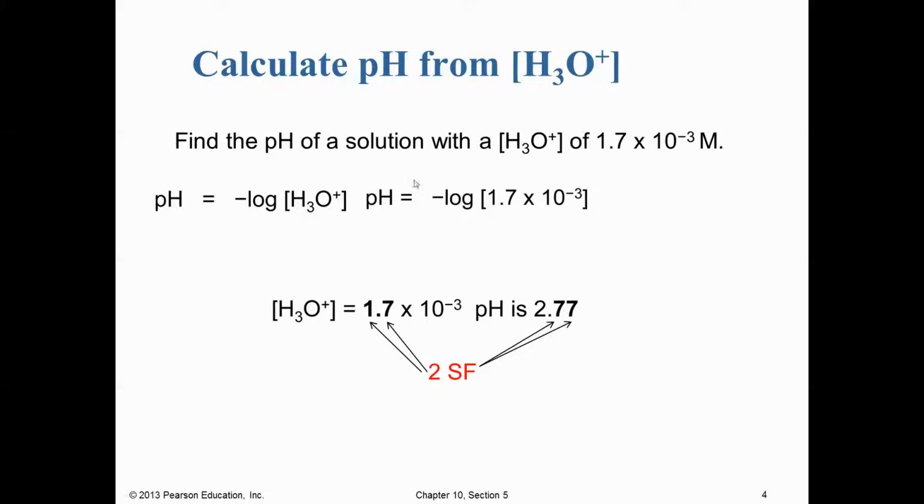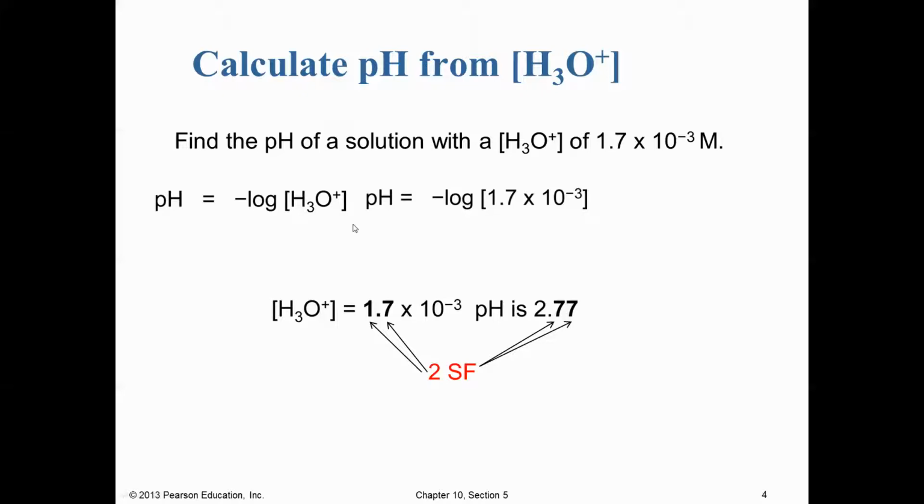So right here, we have an example problem. Find the pH of a solution with a concentration of hydronium of 1.7 times 10 to the negative third moles per liter. The equation we use is that pH equals the negative log of our hydronium concentration in moles per liter. And I know it's scary. We have logarithms for the first time, and you're going to have to use the log button on your calculator, but you'll get the hang of it.